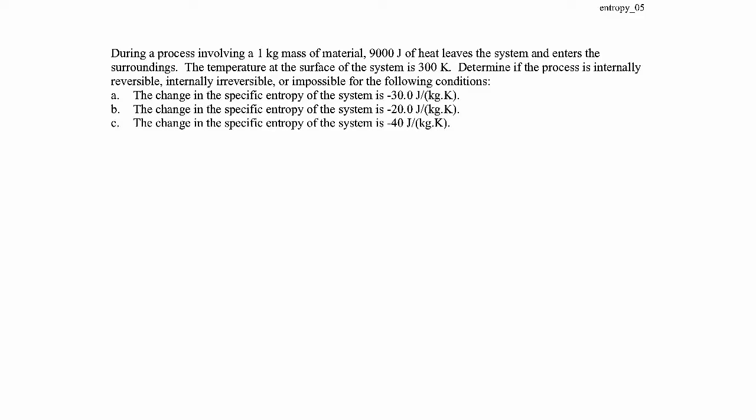Okay, in this example, we have 1 kilogram of material, and 9,000 joules of heat leaves the system. So our system, let me just go ahead and sketch this. So we've got a system here. The mass is 1 kilogram. We're told that 9,000 joules of heat leaves the system, so I'll just draw it that way since I know that it's leaving.